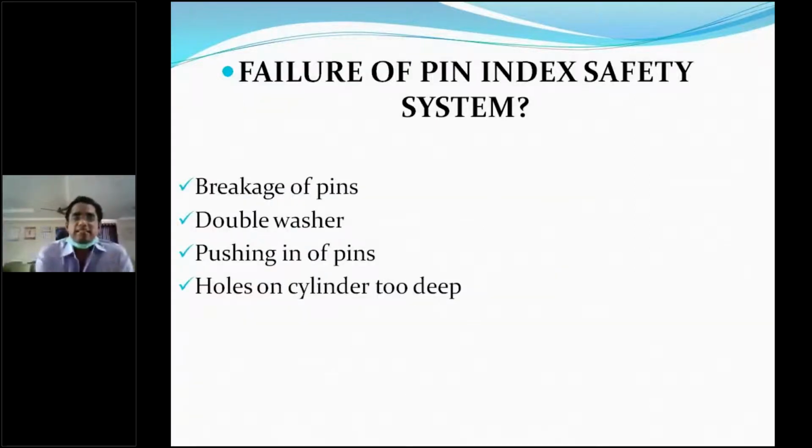Next, failure of the pin index safety system. Again, for everything we have backlogs. One is breakage of the pins, fitting of a double washer, as I told you, a Bodok seal, and pushing of the pins. For example, if the pins are very old, they tend to get pushed into the machine, and the holes of the cylinder become too deep due to wear and tear. These are the 4 things which lead to failure of the pin index safety system.